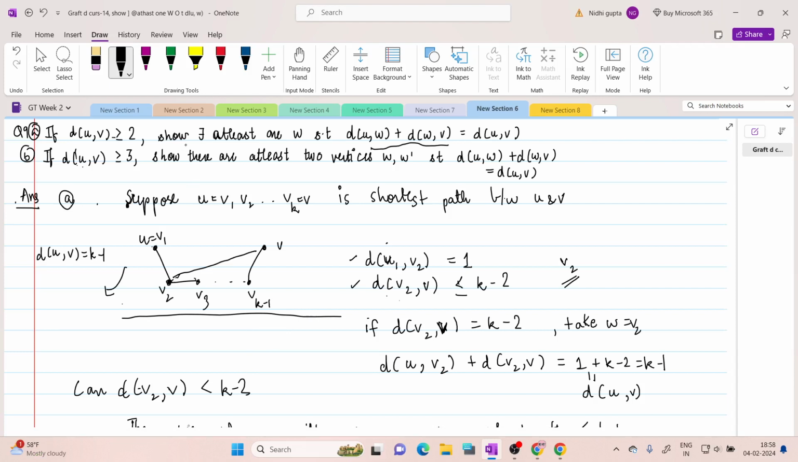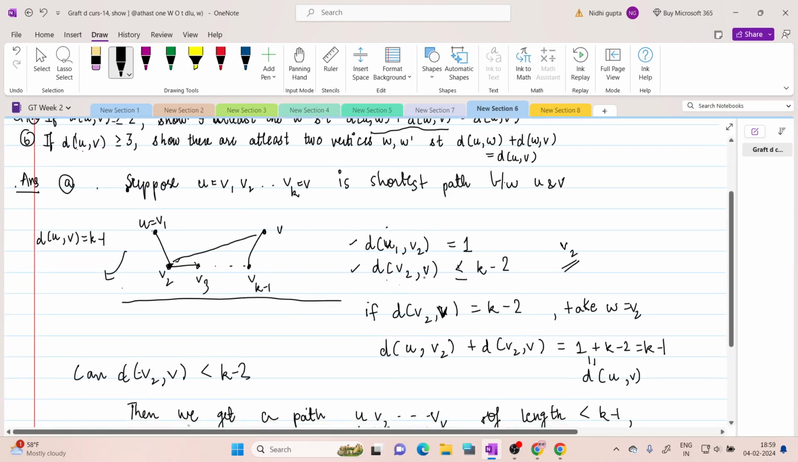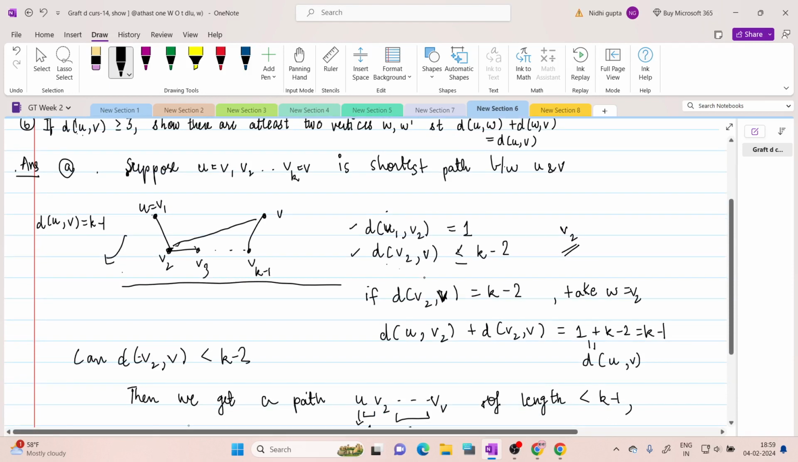Yes, the question says that there exists at least one w. We are not saying there exists exactly one w. So we are getting at least one w. I'm just saying that this same argument need not work for v3. This is only working for v2. Now is everyone clear about this question? Any doubts in this question?